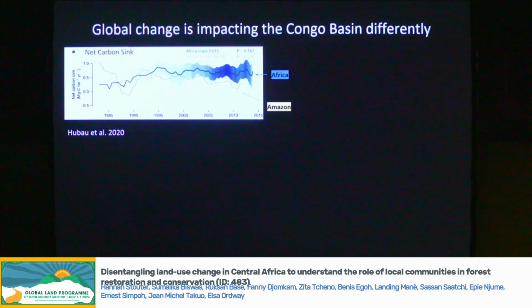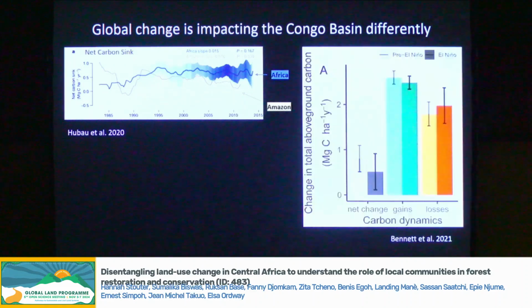So global change is impacting all over the tropics, but research is increasingly finding that the Congo Basin is responding differently to global change than other tropical forests. When we look at trends in the strength of the carbon sink from about 1990 to present, we can see that while there has been a decline in the Amazonian carbon sink, we're seeing relative stability in the African carbon sink.